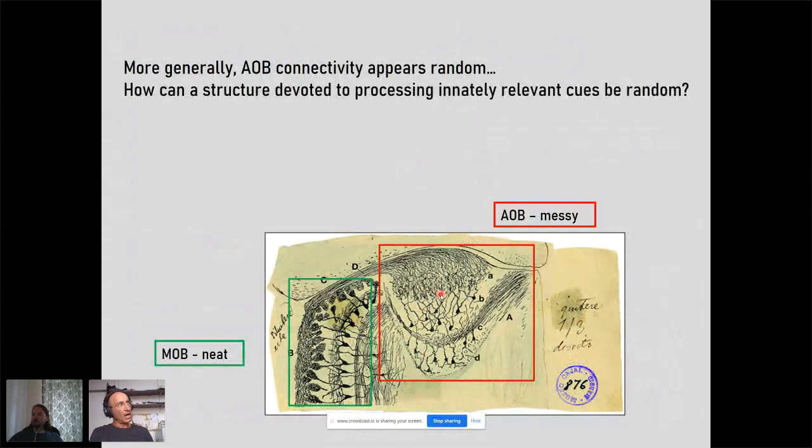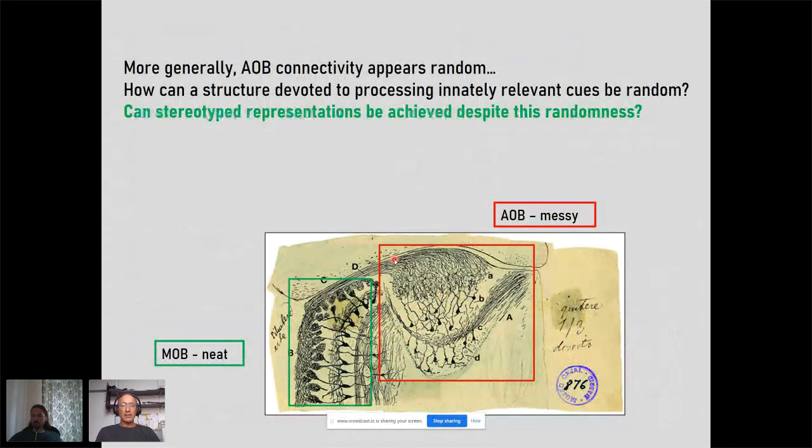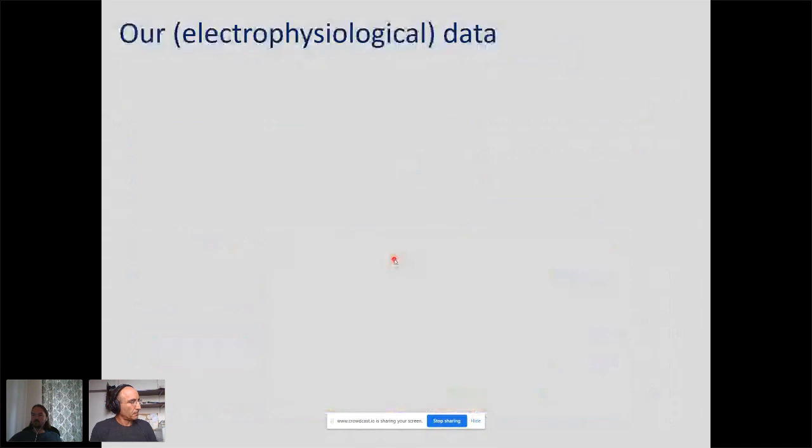And the question is, how can a system that's designed to process cues with innate relevance, which implies stereotyped responses, be so random? In other words, can one achieve stereotyped representations despite this apparent randomness? So in order to answer that, I first have to explain what we did, I have to explain our data.